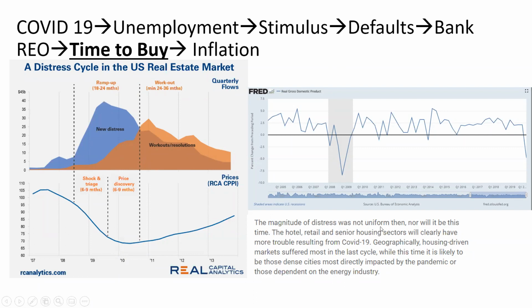So my hope is that this Real Capital Analytics slide is really across all property types. They really see hotel, retail, senior housing get in a lot of trouble, especially in dense cities. But hopefully, apartments look like this, but just a little bit shallower and a little bit quicker. And so that's the hope on the multi side.